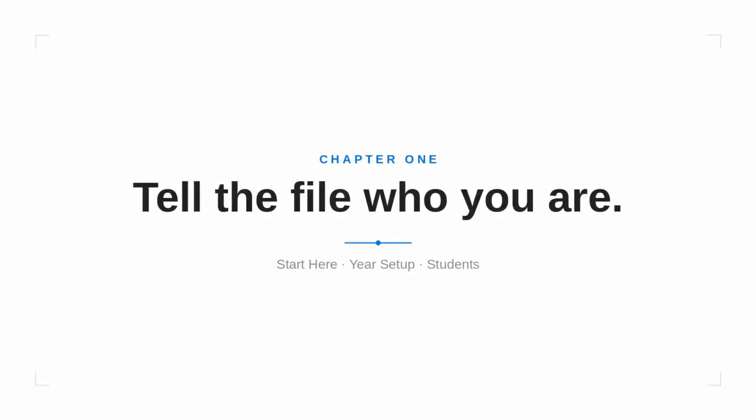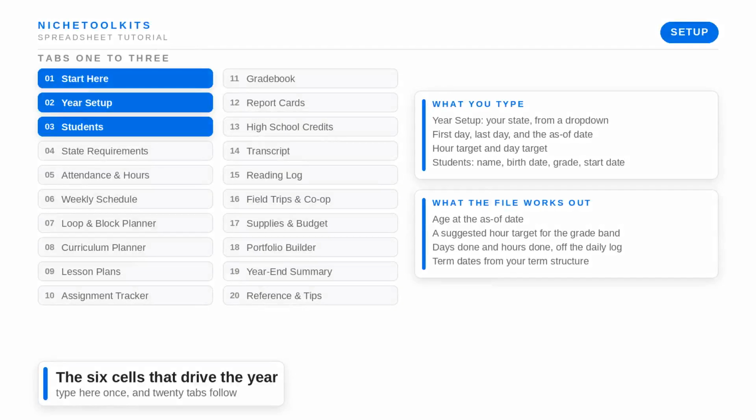Chapter 1. Start here, year setup and students. The 3 tabs you fill in first. Start here is a reading tab, the 6 things to fill in first, and a live map of all 20 tabs. Year setup is where the typing begins. Your state from a drop-down, the first and last day of the school year, an as of date that acts as the file's today, and your term structure. Then your own hour and day targets.